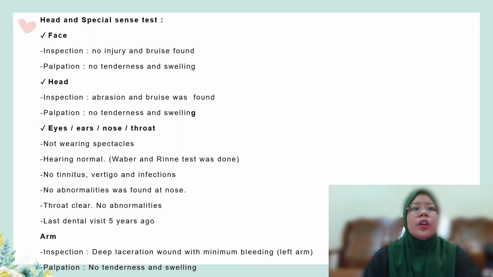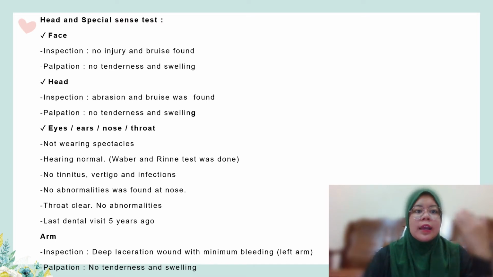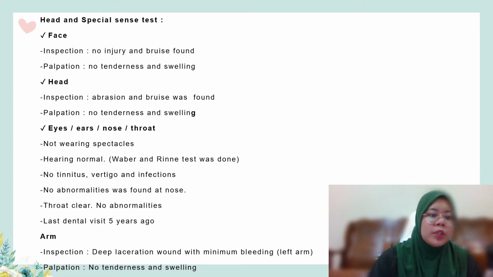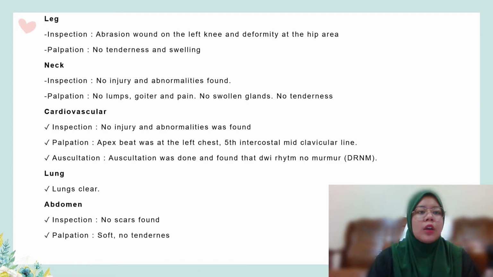Okay, after that we go to head and special senses, starting with the face. We look for any bruises, and on the head we look for any bruises or bleeding, and then eyes, ears, nose, and throat. After that, for the arms, we inspect: there is a deep laceration wound with minimal bleeding over the left arm, and when we palpate, there is no tenderness. On the leg, we inspect and there is an abrasion wound on the left knee and deformity at the hip area. We palpate, no tenderness and swelling.